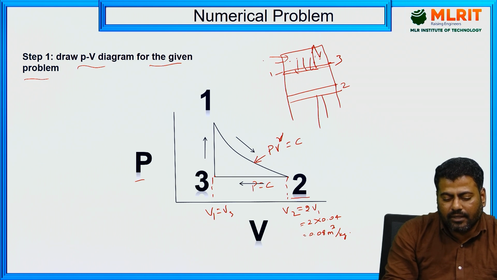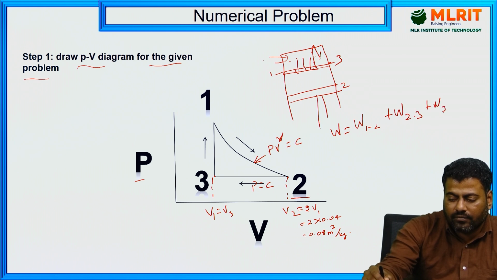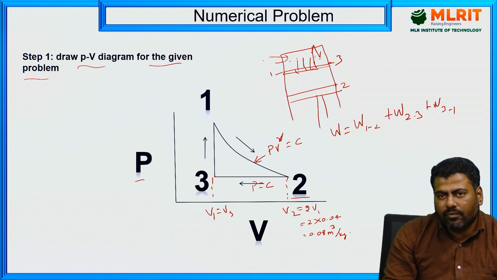With respect to that, see how much the overall total work done is. Total work done is work done of the 1 to 2 process, work done of the 2 to 3 process, and work done of the 3 to 1 process. We know that 1 to 2 obeys PV power gamma equal to constant, 2 to 3 obeys pressure equal to constant, and 3 to 1 is constant volume.